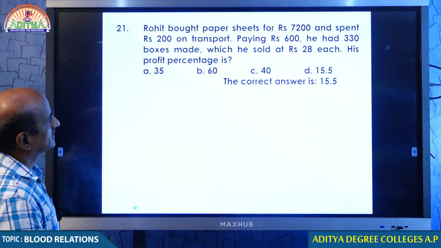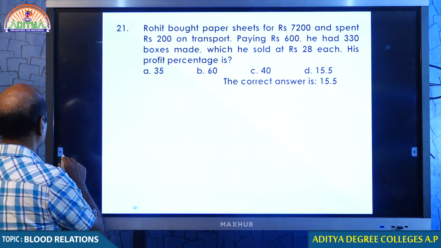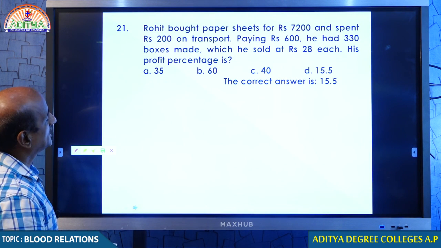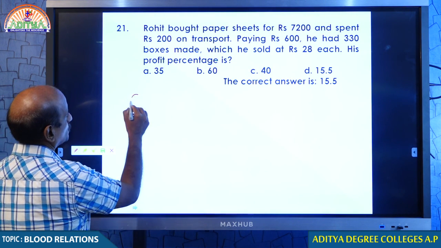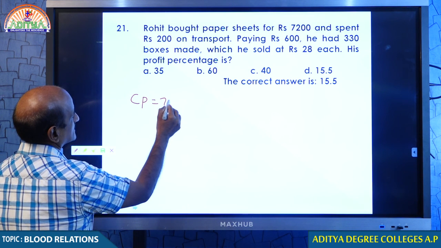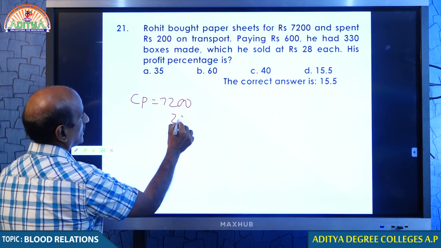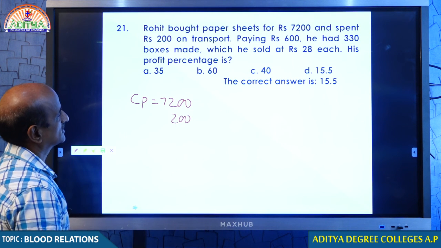Students, I think not a very big issue. You can easily handle this kind of questions. Tell me. Rohit bought a paper sheet for 7,200. Cost price is 7,200 and he spent 200 on transportation.